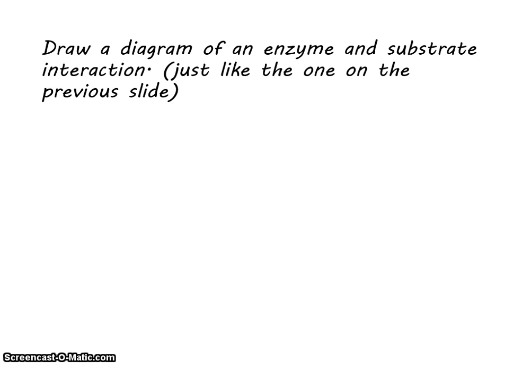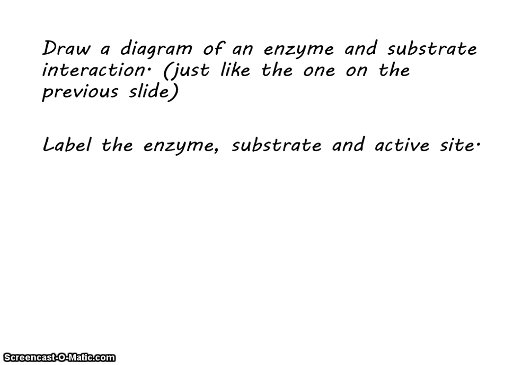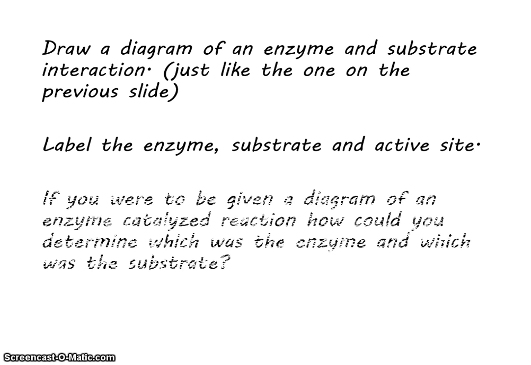All right, so now let's check and make sure that you understand everything. I'd like you to draw a diagram of the enzyme and substrate interaction, just like the one you saw on the previous slide, and go through and label the enzyme, substrate, active site. And then I want you to think about, if you were given a diagram of an enzyme-catalyzed reaction, how would you figure out which was the enzyme and which was the substrate? The enzyme's not always going to be on the bottom, so you really got to think about how you could tell them apart in a diagram if it wasn't labeled.